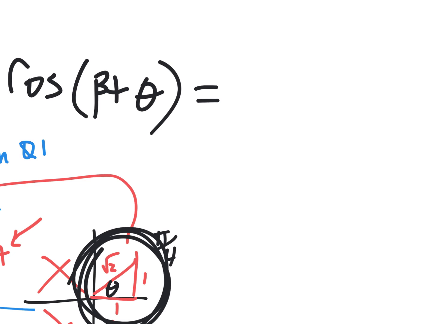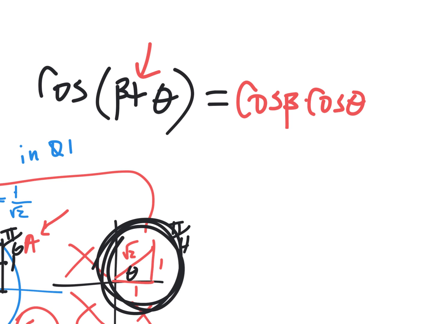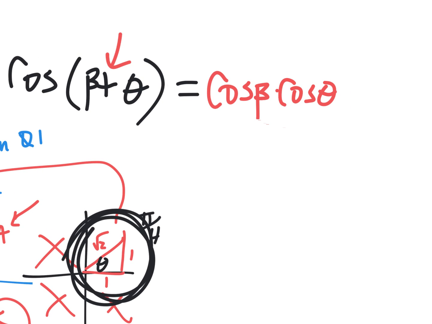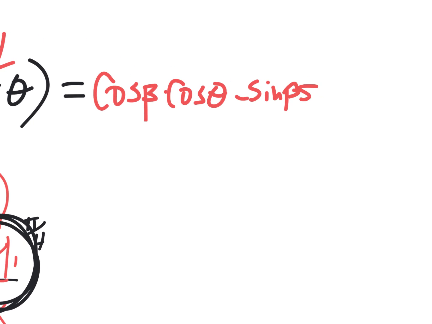Jackson, what did you get for cosine of something plus something? Cosine x times cosine y. Okay, but let's change it to beta and theta because that's what our problem had. So cosine beta times cosine theta, and since this is plus, cosine is always the opposite of that, I think. Is it minus? Yeah, it's minus. Excellent. And then sine beta and then sine theta. At least we don't make you memorize that.